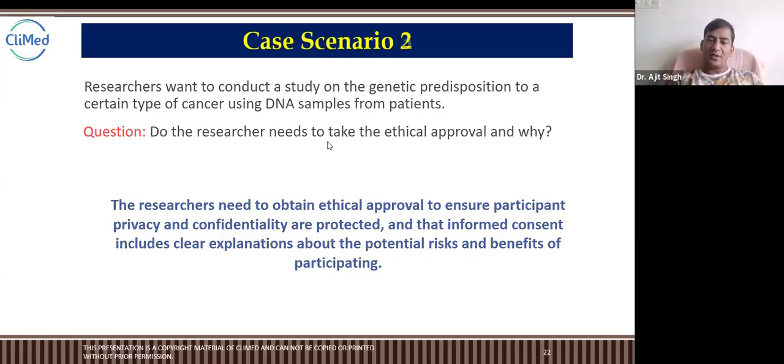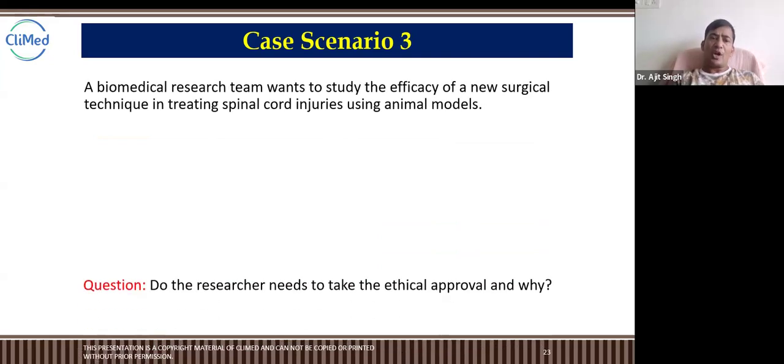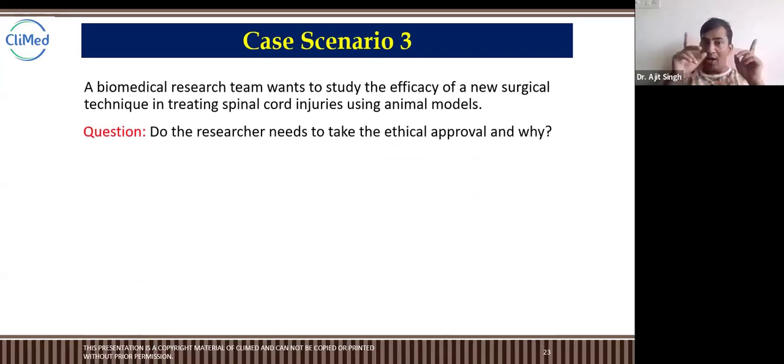Now, the difficulty level 3. A biomedical research team wants to study the efficacy of a new surgical technique in treating spinal cord injuries using animal models. Do the researchers need to take the ethics committee approval? Yes or no, and why? Difficulty level 3. There are 7 difficulty levels for all of you guys. You are just at 3. Yes.